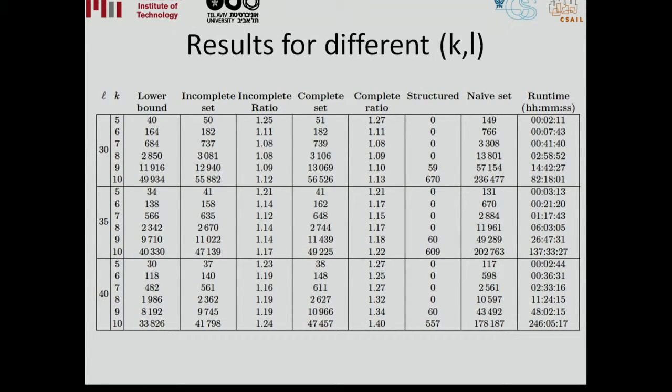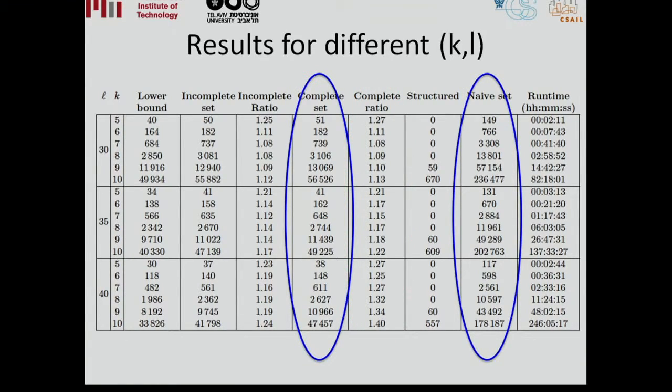We ran the algorithms for lengths 30, 35, and 40, and for different values of k. First, looking at the incomplete set, by incomplete I mean that some of the oligos may be shorter than L, we see that the ratio compared to the theoretical lower bound is about 1.1. So not too bad. We are not increasing the size of the set too much compared to the theoretical lower bound. When we look at the complete set, where all oligos are of length L, we already get ratios between 1.1 and 1.3. Now, looking at the naive set generated by the naive algorithm, it does much worse. It produces a library that is about 4 or 5 times greater in size than what we produce.